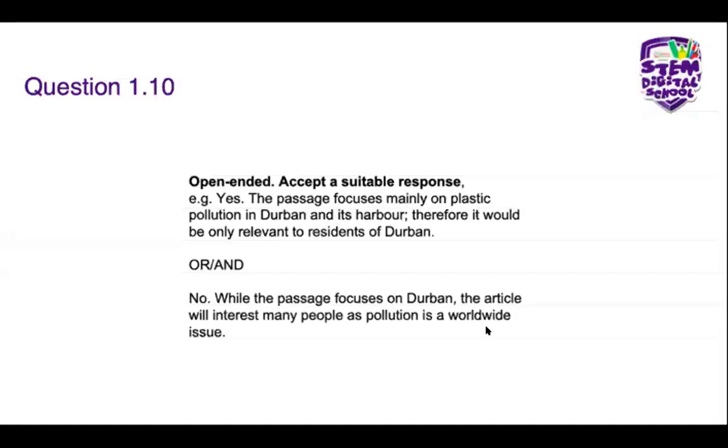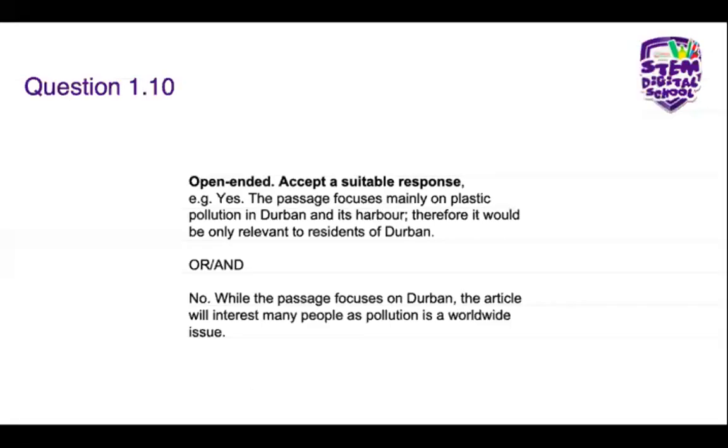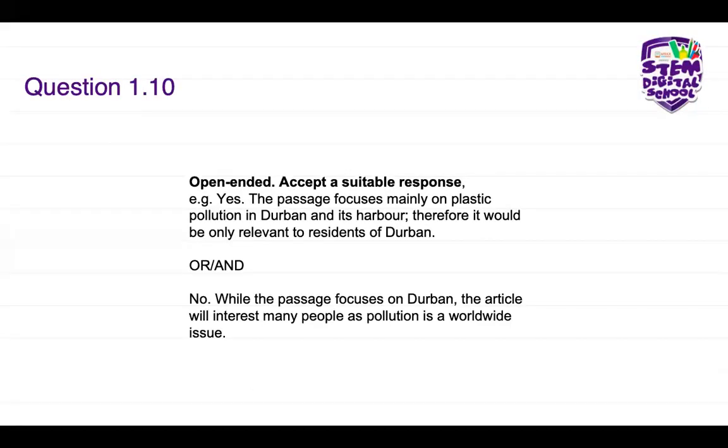1.11, discuss whether the title, Plastic Pollution of Titanic Proportions, is appropriate for this article. Plastic pollution of Titanic proportions. Another wonderful alliteration.